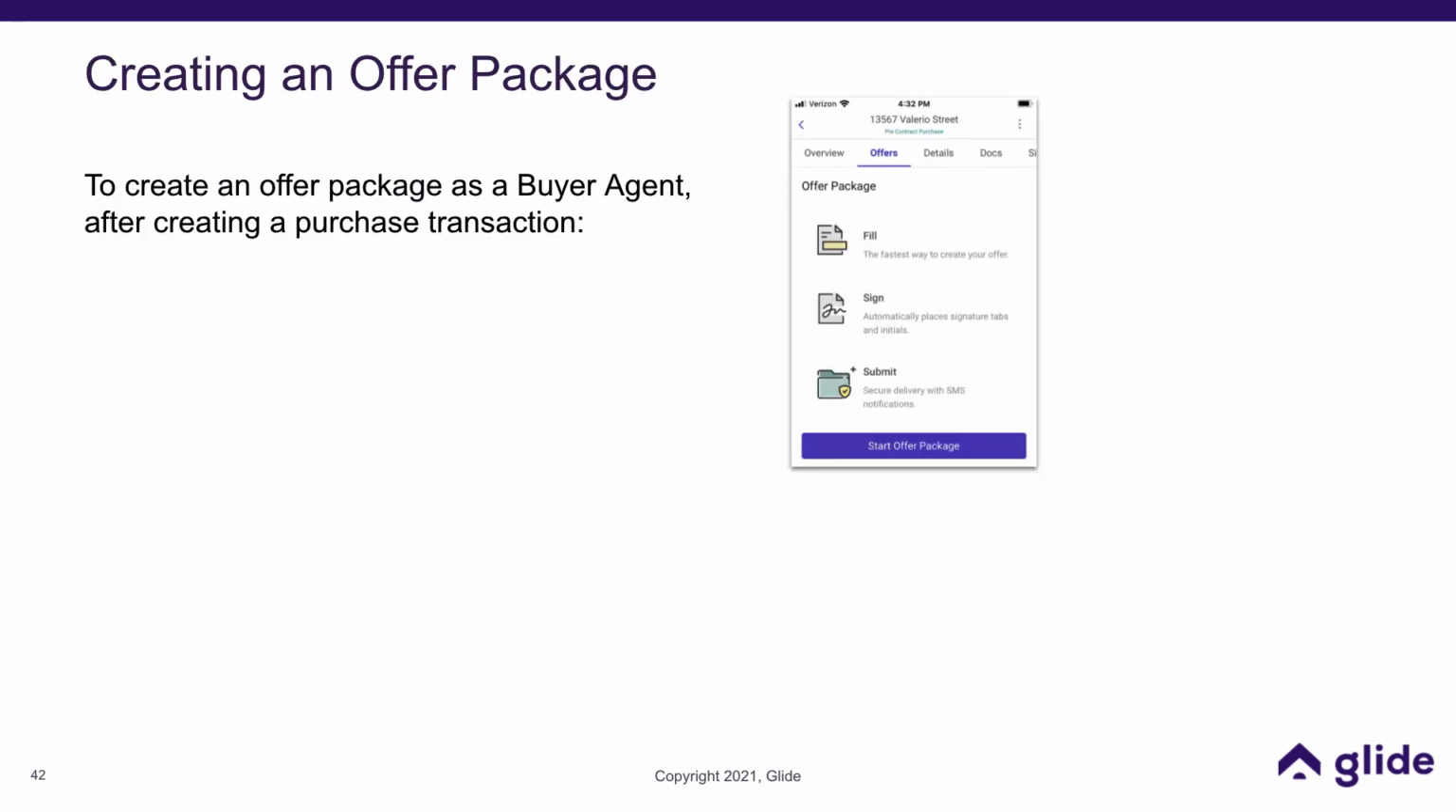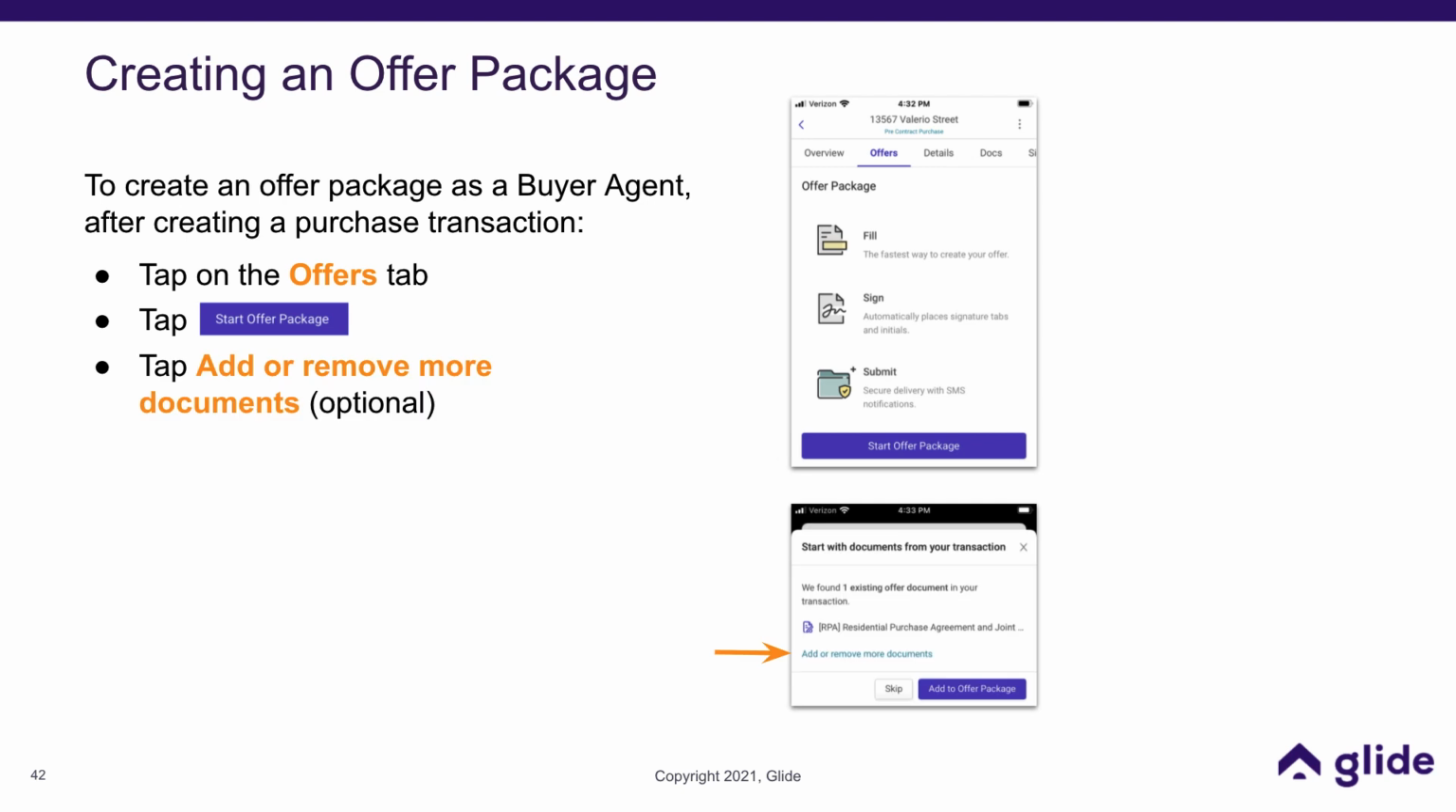To create an offer package as a buyer agent, after initially creating a purchase transaction, first tap on the Offers tab. Then tap Start Offer Package. Optionally, you can tap Add or Remove more documents, then tap Add to Offer Package or skip.